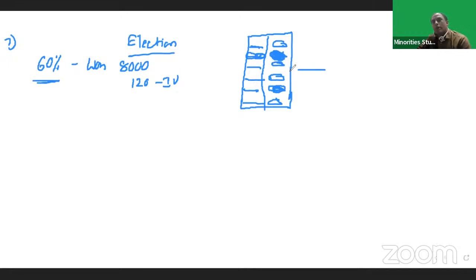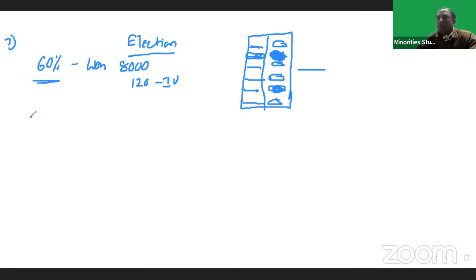Now here, the person got 60% of votes. It is not 60% of the total votes in the constituency, and not 60% of the total polled votes. It is 60% of valid votes only. So the candidate got 60% of votes and won with a majority of 8,000 votes. First find the total polled votes. Total polled votes is equal to valid votes plus invalid votes.